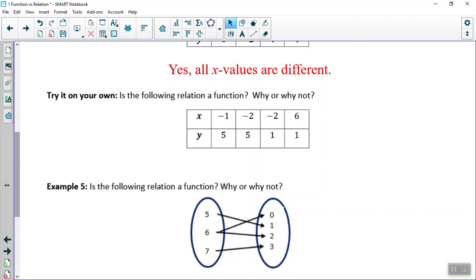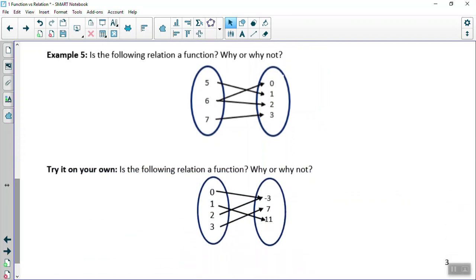All right, let's take a look at this next example. This example here is called a mapping. The first group is always your x values, or what we call our input. The second group is always our y values, or our output. We call this a mapping because we take each x value and we map it to the y values. So we can say that 5 maps to 1, 6 maps to 0 and 2, and 7 maps to 3.